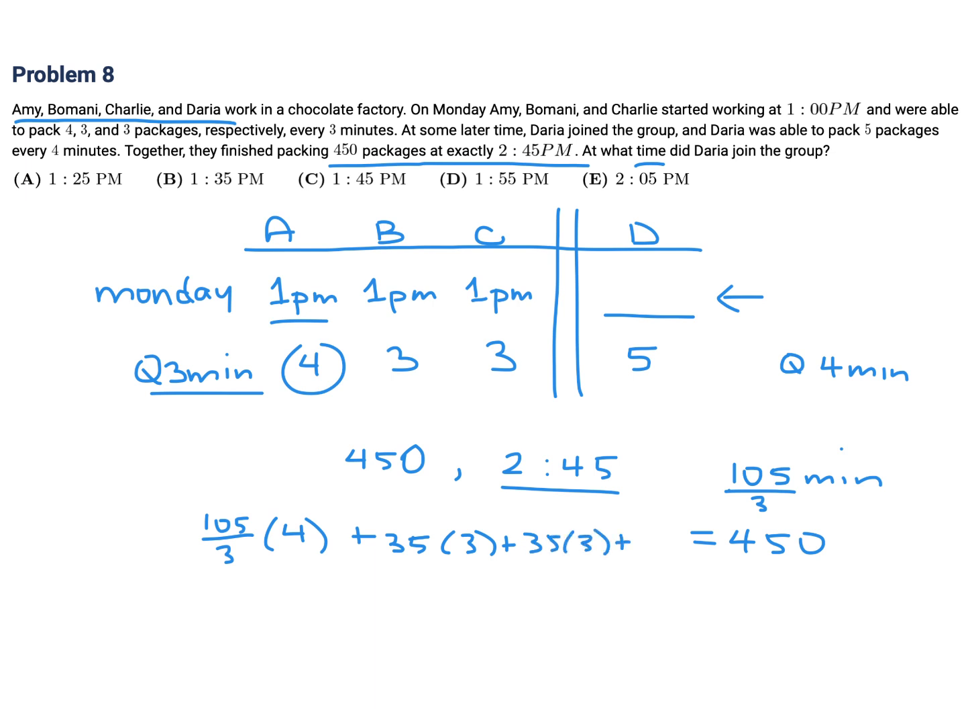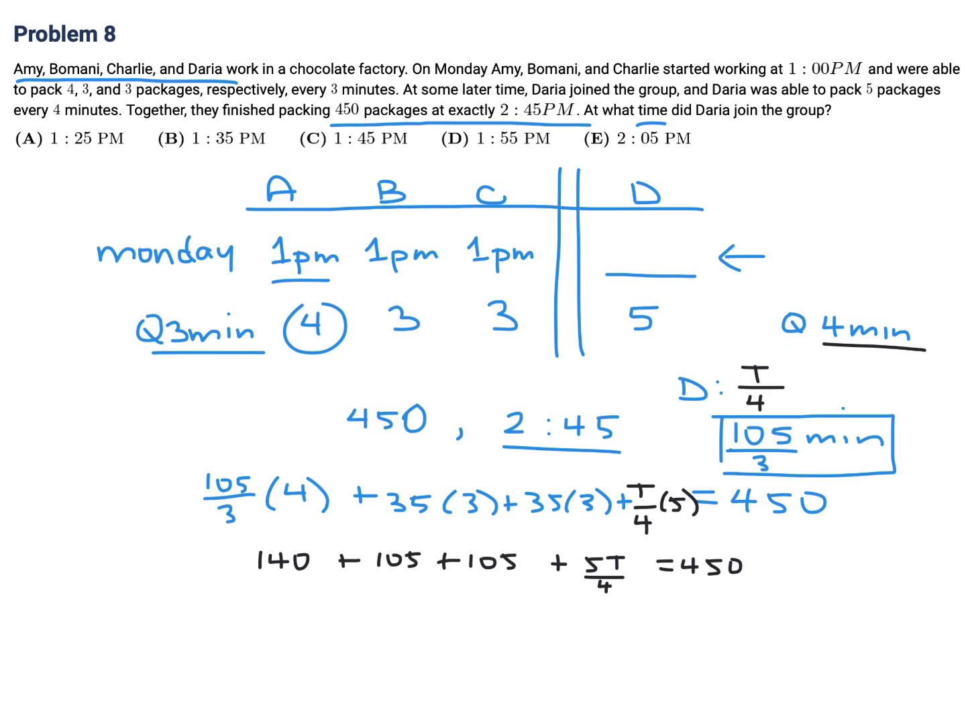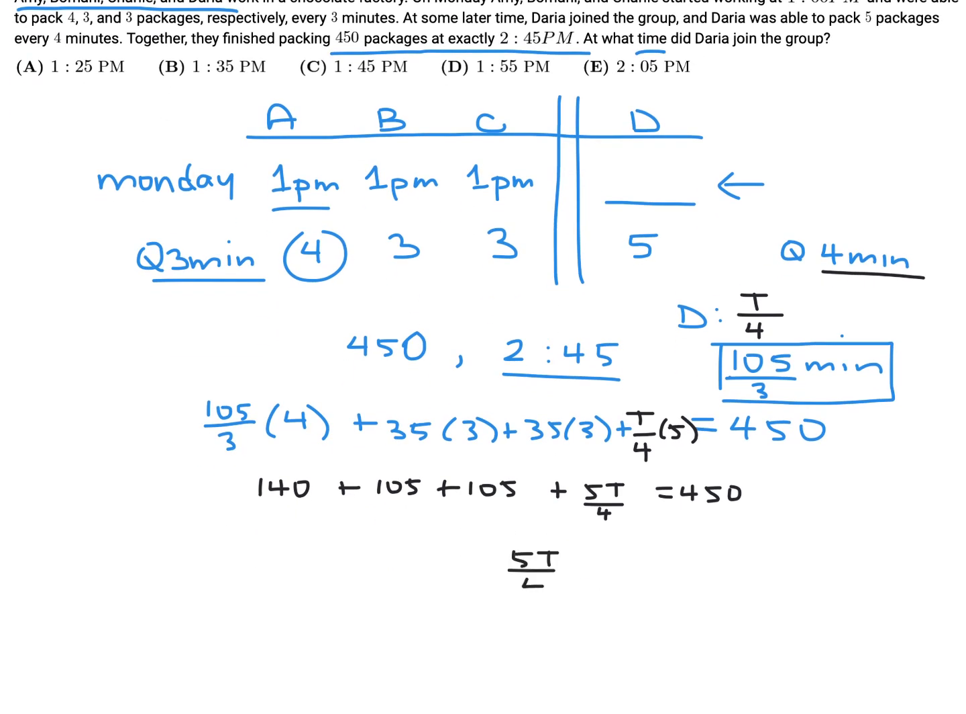And then for D, okay, I don't know the D. But very similarly, this was 105 over 3, so for D, we would put the time in minutes divided by 4. So I don't know the time, so put t over 4, and then multiply by the fact that every one of those intervals gives 5 packages. So I'm pretty sure that's the math. So let's do this. This is 140 plus 105 plus 105 plus 5t over 4 is 450. All right. So 5t over 4, when we calculate this, would be 100. And then t, when you crunch this out, is 80.